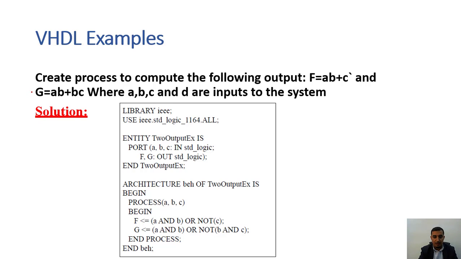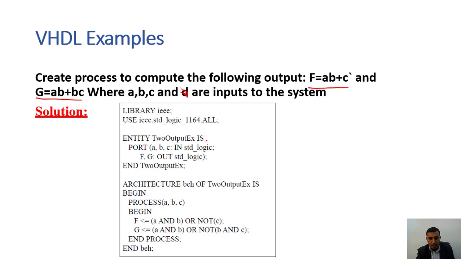So another example here, generate a process to compute the following: F is equal to AB or C complement, and G is equal to AB or BC. Sorry, AB or BC. So here you can see that A, B, and C are all inputs. We don't have D actually, so just forget this.